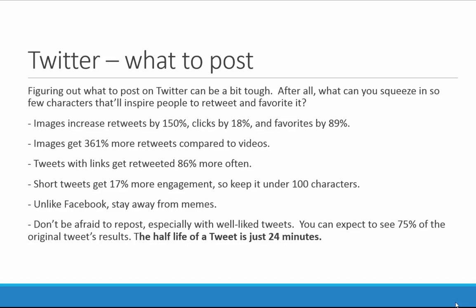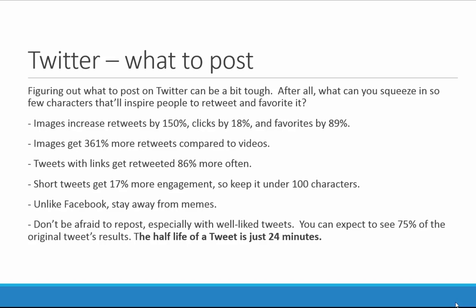Something else that was interesting to me anyway is that memes don't work well on Twitter. So people want information, they want resources, they want funny things, but they don't want memes. Facebook, of course, has been flooded with them. All of our friends post them. They constantly go viral. Facebook has tried to squash them, and they squashed them a little bit, but ultimately Facebook has good success with memes, but Twitter, stay away.